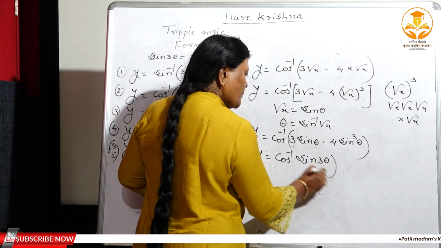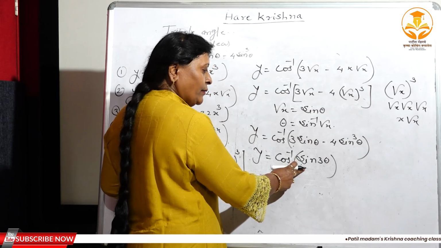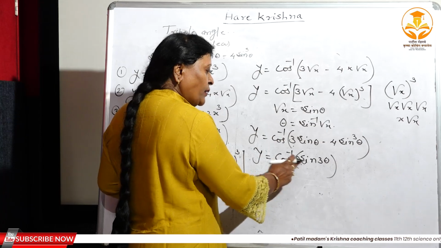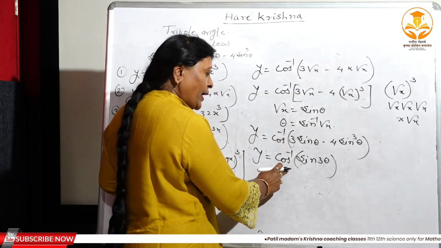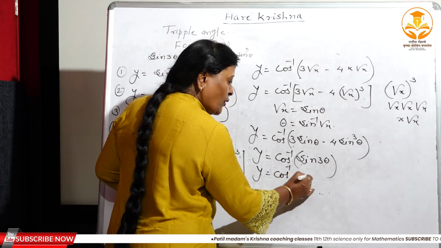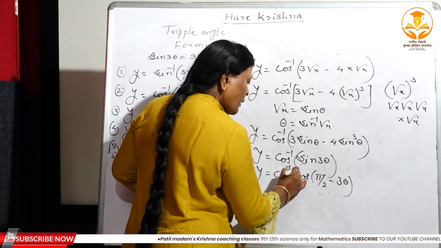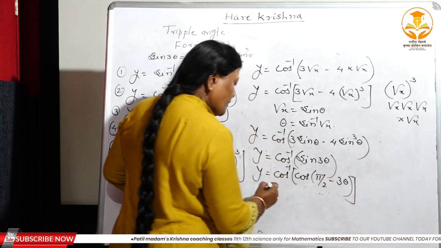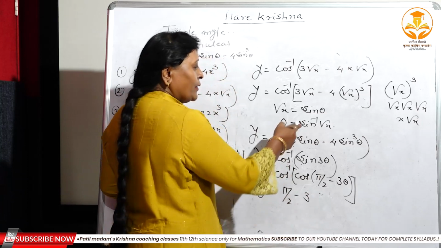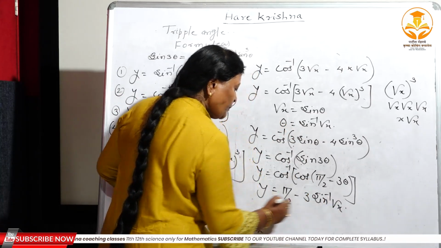Again the problem has a cos inverse and, in the bracket, sin. What you have to do? Again you have to convert this sin into the form of cos by taking the help of pi by 2. y is equal to cos inverse of cos of (pi by 2 minus 3 theta), right? So the cos inverse gets cancelled. What remains is pi by 2 minus 3 theta, and theta is nothing but sine inverse of root x.